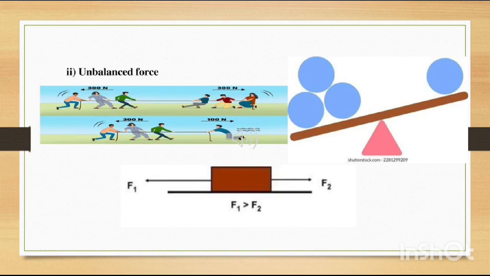F1 is not equal to F2, but they will be in opposite directions. Here, one of the forces will be greater, so F1 is greater than F2. You can observe in the above picture examples: tug of war, seesaw. These are all examples of unbalanced forces.